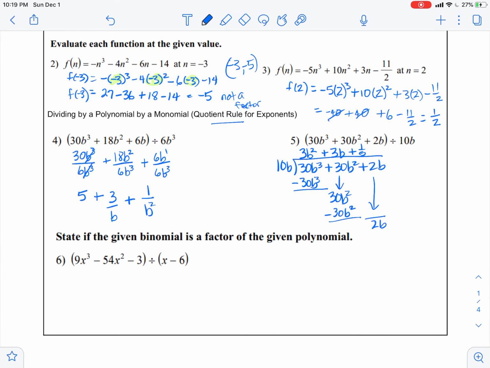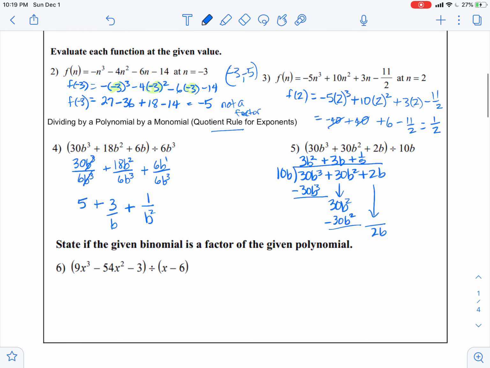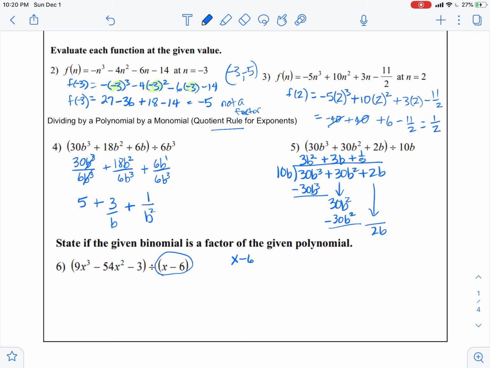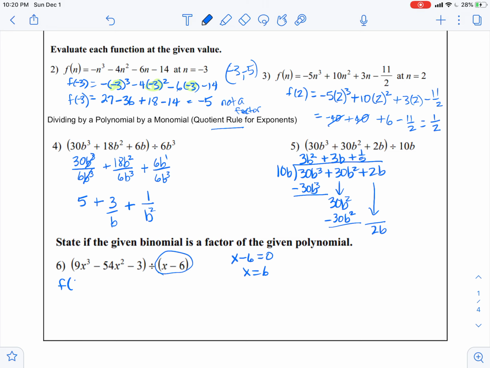So this one says state if the binomial is a factor of the given polynomial. So that's, again, kind of referring back to what I talked about earlier, but it's given to you as a binomial, okay? If it gives it to you as a binomial like this, guys, what you're actually going to do is set that equal to 0, and x equals 6, okay? So really what I'm wanting you to do is f of 6, okay? Do you see what I did? So it's what makes that a 0.